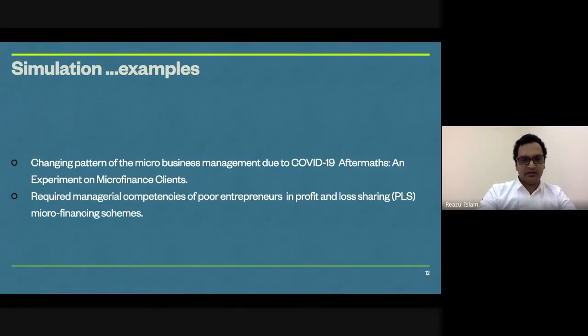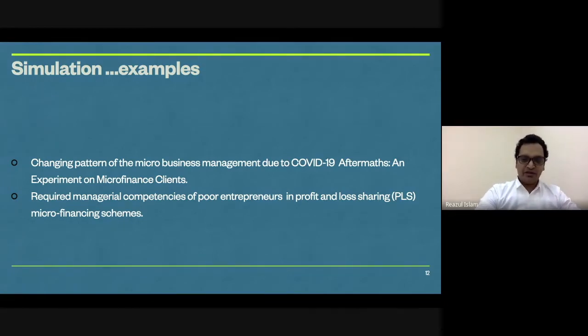So here, as a researcher, if I create an artificial environment which is very close to the real environment, the environment of management, and if I collect data and simulate, we will see whether the poor borrowers who need to change their business pattern can exercise the new way of doing business. Or we want to see the new types of managerial competencies that are needed for this changing business environment. Let's say a profit and loss sharing microfinancing scheme requires different types of managerial competencies.